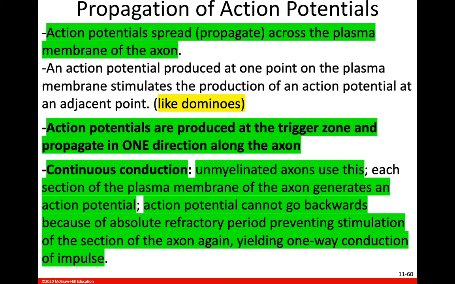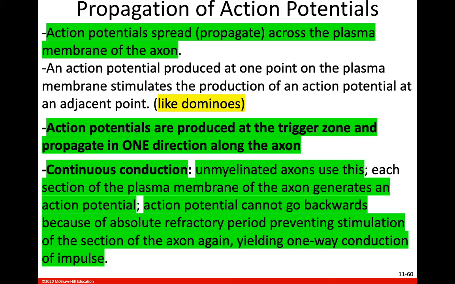And so that one action potential stimulates an action potential next to it in the axon, and then next to that in the axon, and it keeps it from going back the other direction. Now we have two different types of conduction. We have continuous conduction and saltatory conduction. Continuous conduction happens in unmyelinated axons.